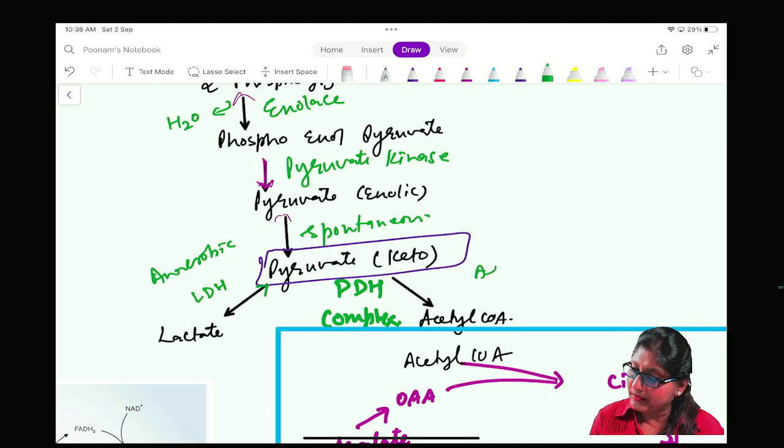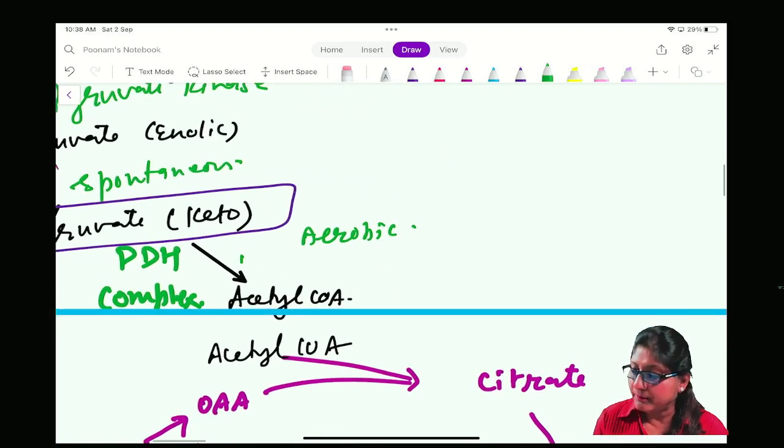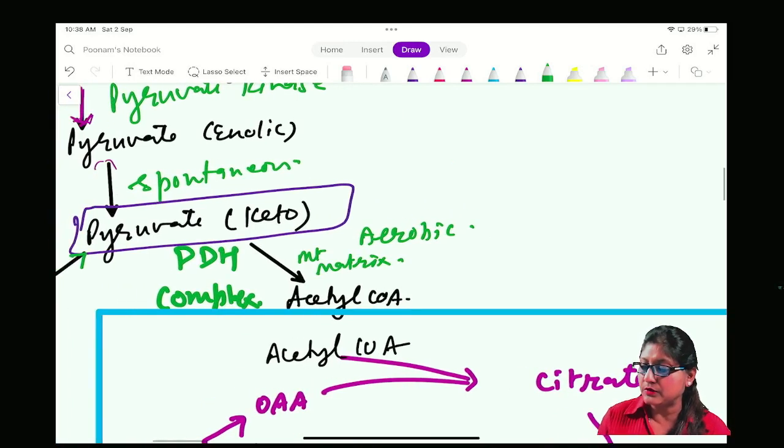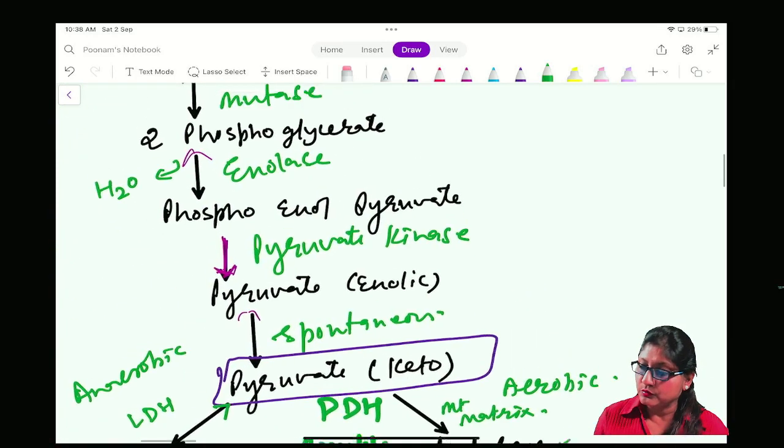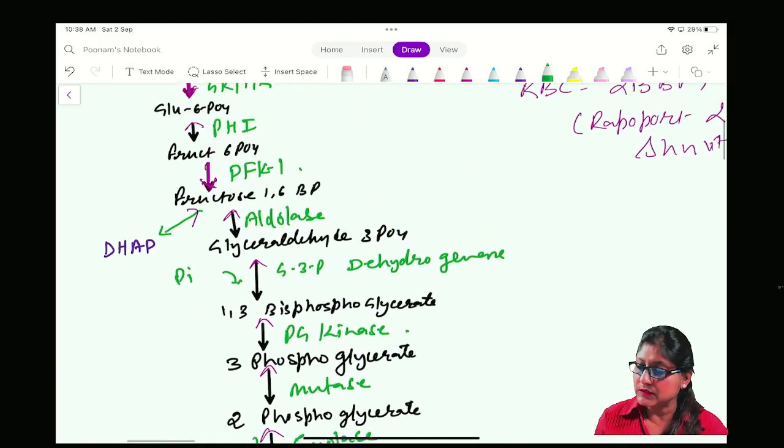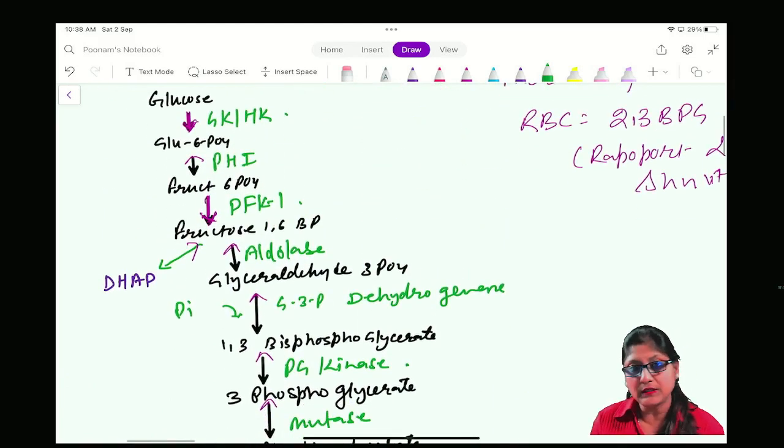But in aerobic condition, the future of this pyruvate is entry into the mitochondrial matrix, and there this PDH complex is going to convert this pyruvate to acetyl-CoA, which is further utilized in the TCA cycle. So this is how glycolysis is taking place, and the pyruvate is either converted to lactate in anaerobic condition, or the pyruvate has its future in the PDH complex in aerobic condition, right?